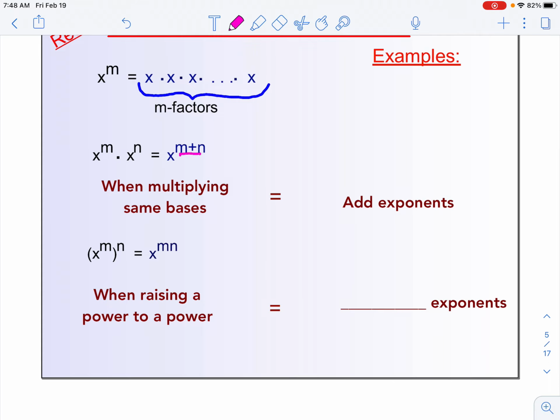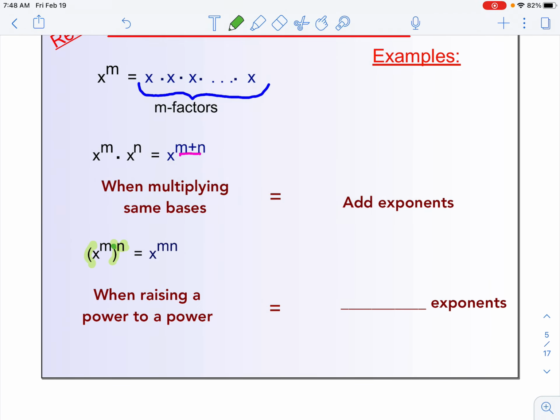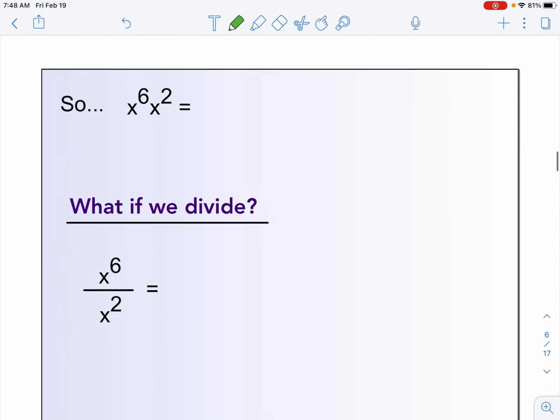And when we have a power raised to a power, like in this third example right here, that's more powerful, and so what we're going to do is multiply these exponents together. So we're going to multiply our exponents. All right, so when we have x to the 6 times x to the second, again, if we look at this the long way, this is 6 x's.